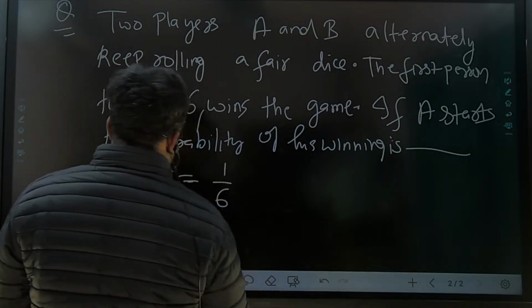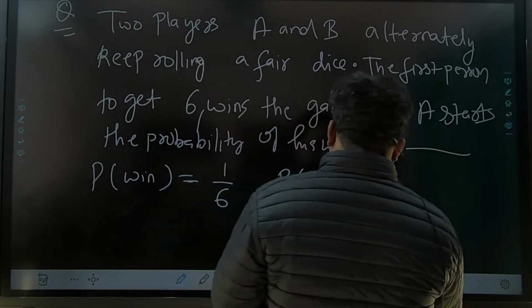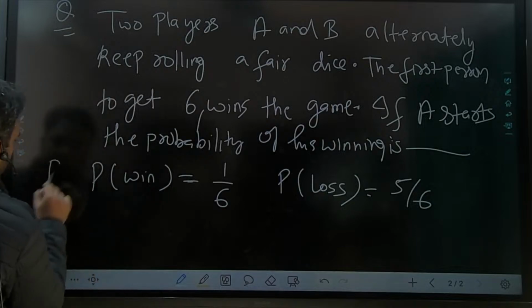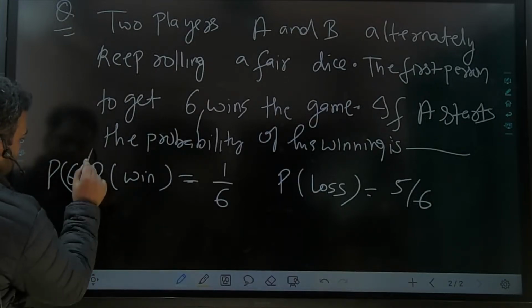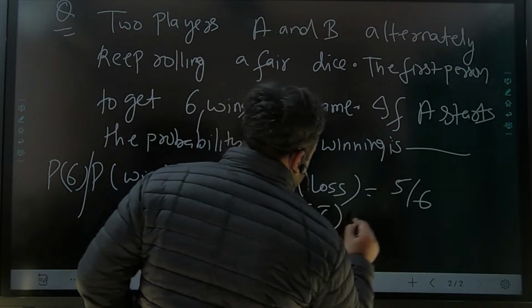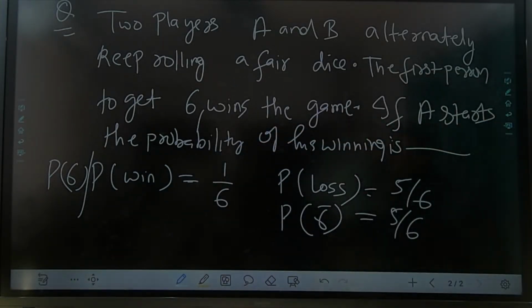1 by 6. Probability of loss is equal to 1 minus 1 by 6, that is 5 by 6. Probability of win means probability of getting 6 only, and probability of loss means probability of not getting 6, that is only 5 by 6. Win means getting 6, not winning means that is a loss for us, that is 5 by 6.